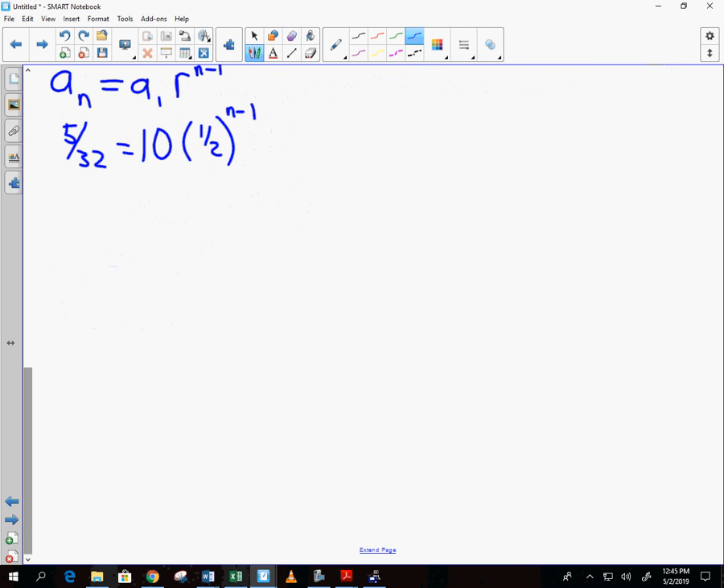What do we do? Divide by 10. And when you divide by 10, you get 1 over 64 is equal to 1/2 raised to the n minus 1. So how do I get rid of the 1/2? What'd you say there, Noah? Logarithms, yeah, baby. Nice job. How do we get rid of the 1/2? We take the log base 1/2.